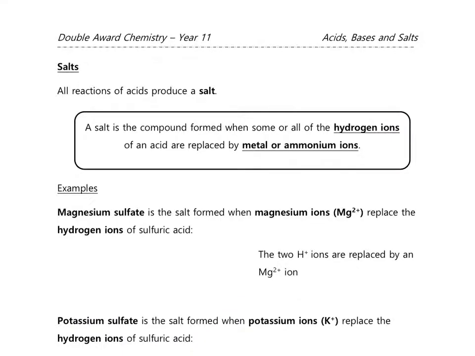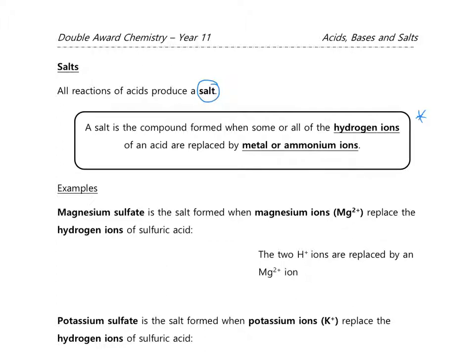For each reaction that we study, we will look at a general equation, and what we'll see with those general equations is that every single time we react either a metal or metal oxide or metal carbonate with acid, they all produce a salt. Every single reaction produces a salt, and you need to know the definition for a salt. That's new to the course this year, but we'll look at some examples to make this a little bit easier. A salt is a compound formed when some or all of the hydrogen ions in an acid are replaced by metal or ammonium ions.